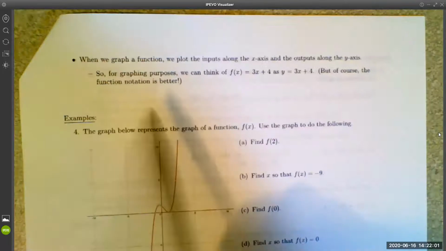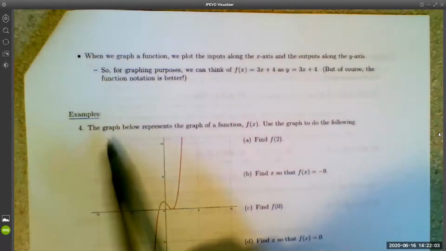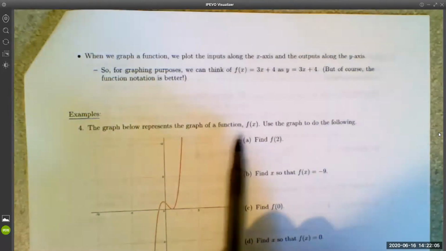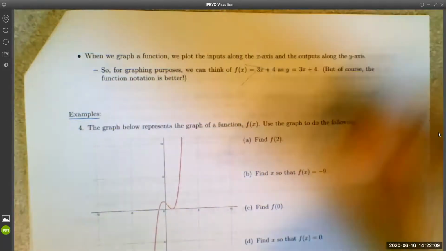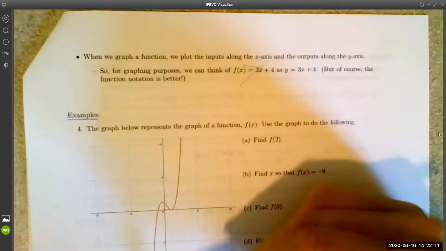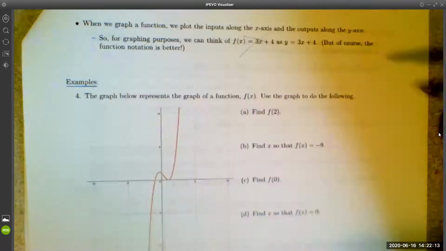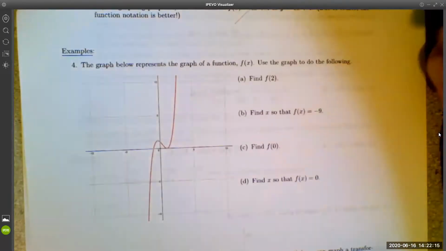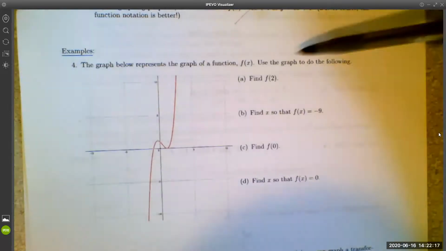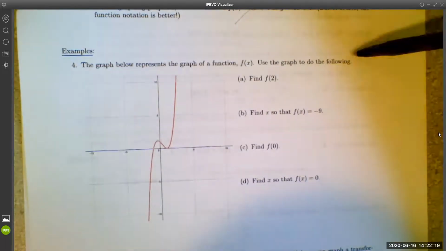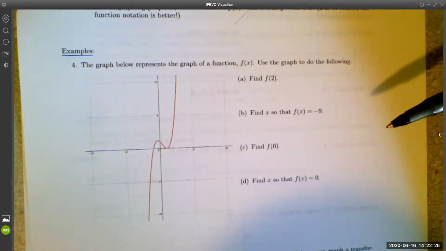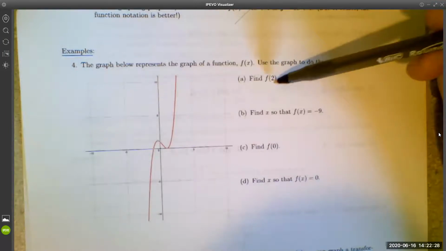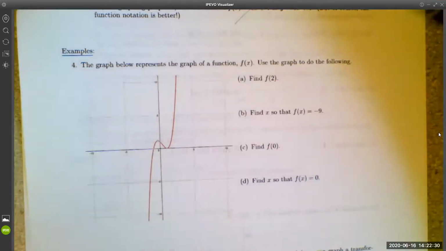Okay, so here's an example dealing with a graph. It says the graph below represents the graph of a function f of x. It's not the same f of x as before, right? Because that one would have been a straight line, and this is clearly not a straight line, so it's a different function. But it represents some function f of x. It says use the graph to do the following. In part A, we want to find f of 2. Okay, so we want to find the output value when the input value is 2.